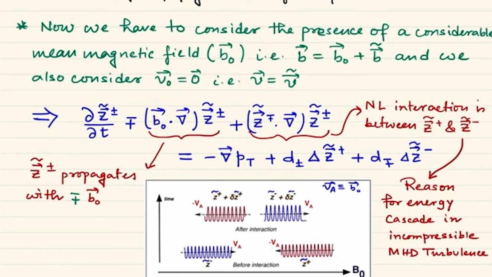Then just after interaction, this perturbation has now deformed to z plus tilde plus delta z plus tilde, and the same thing will be for z minus. And now this one is still moving with a velocity minus VA and this one is still moving with a velocity plus VA, or maybe a slight change in velocity, but at least they are deformed.